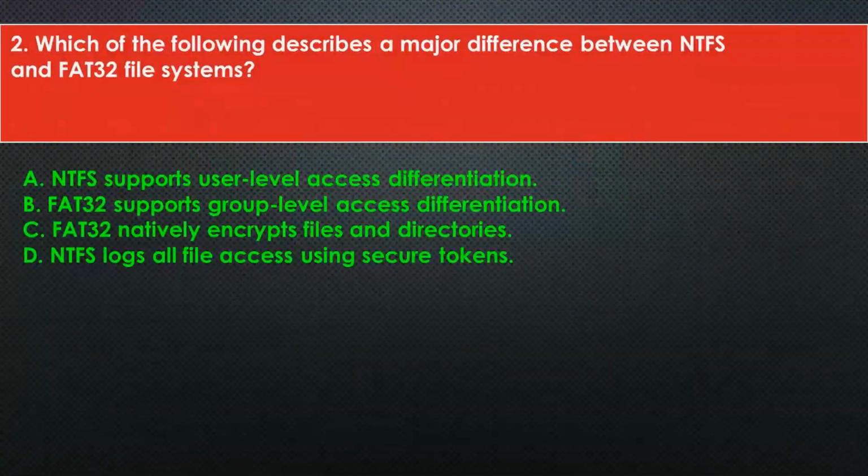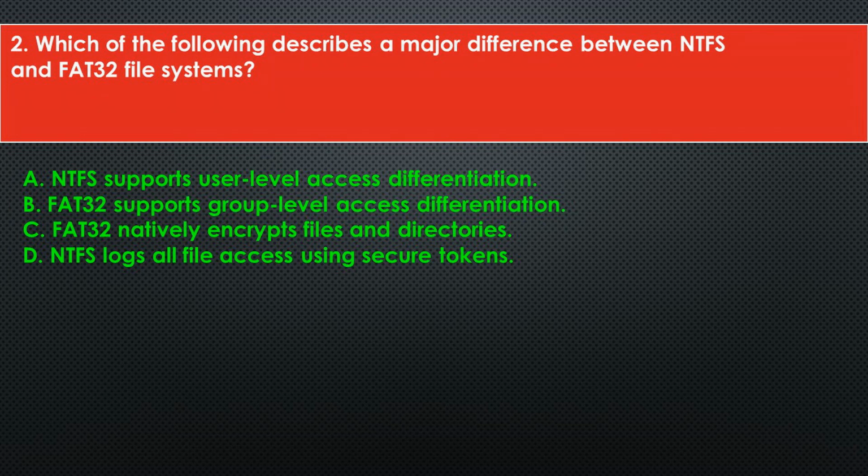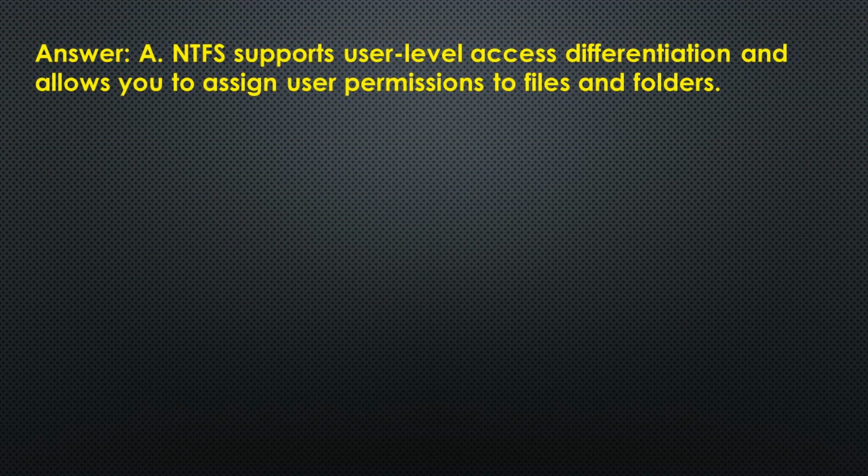2. Which of the following describes a major difference between NTFS and FAT32 file systems? A. NTFS supports user-level access differentiation. B. FAT32 supports group-level access differentiation. C. FAT32 natively encrypts files and directories. D. NTFS logs all file access using secure tokens. Answer: A. NTFS supports user-level access differentiation and allows you to assign user permissions to files and folders.